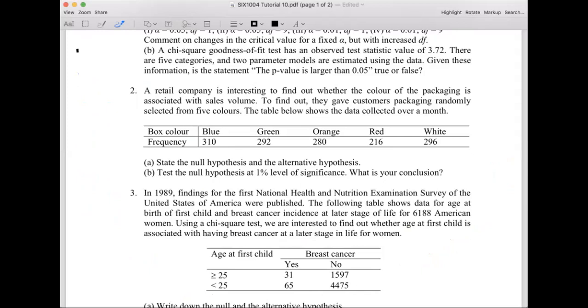For example, you could find 310 divided by the total. What was the total? 1394, is it? Okay, and so on. So for example, you could find its estimate, and then you can actually comment on which one is higher than expected, and which one is lower than expected.